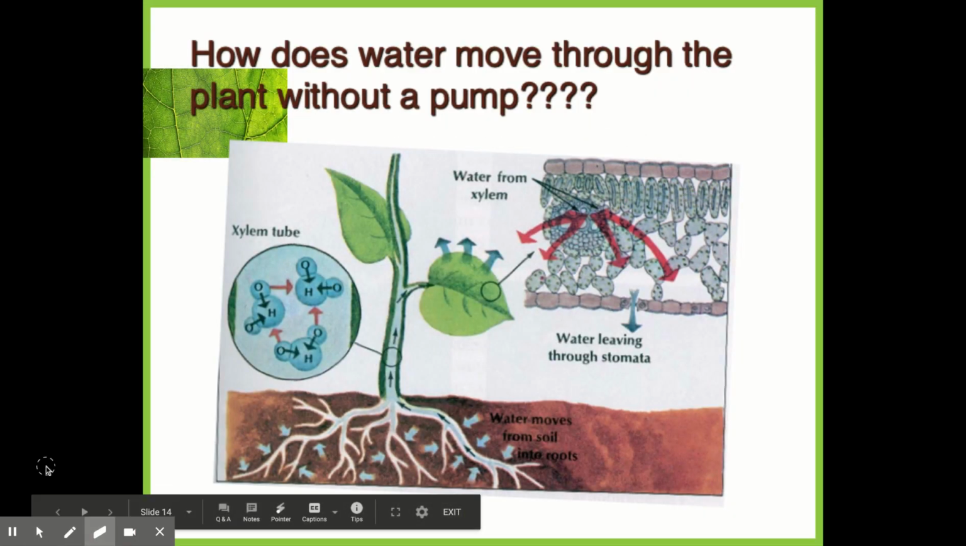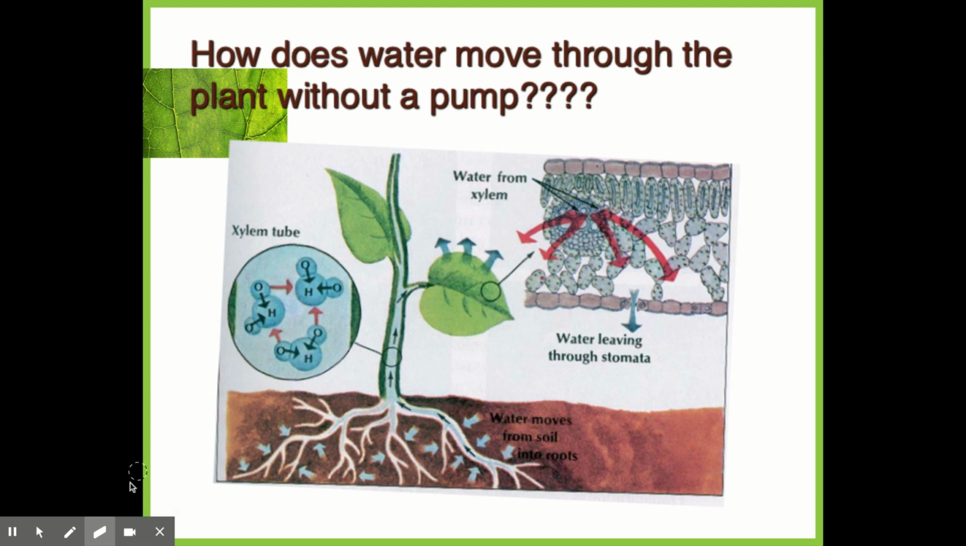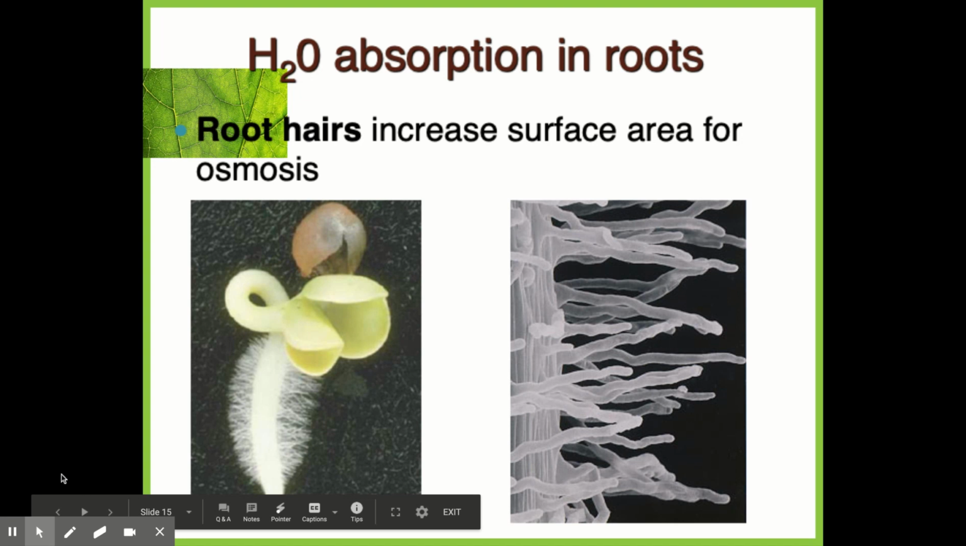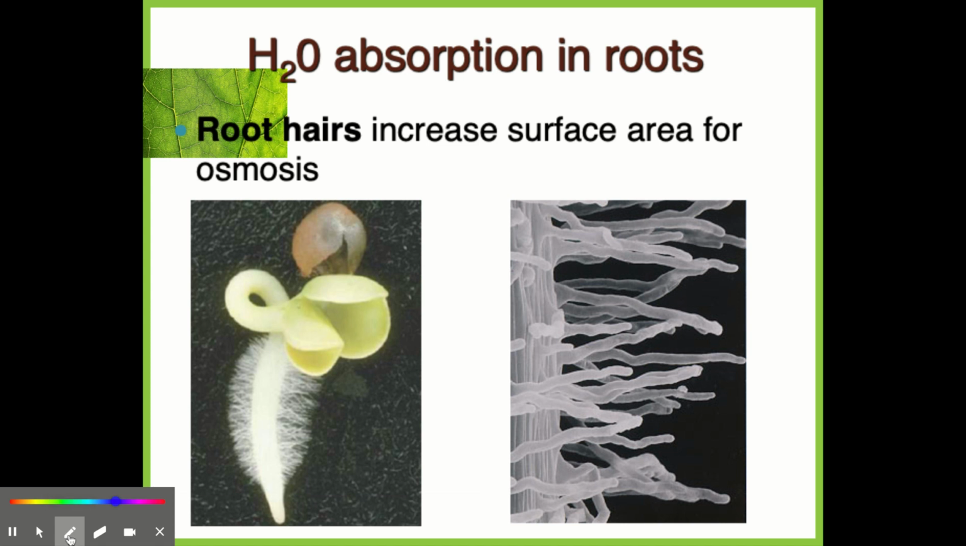So how does the water move through the plant without a pump? First thing that occurs is water absorption in the roots. So how plants maximize their water absorption is through root hairs. The more root hairs there are, the greater surface area there is for osmosis to occur. And we know that osmosis is the movement of water from a high concentration to a low concentration.